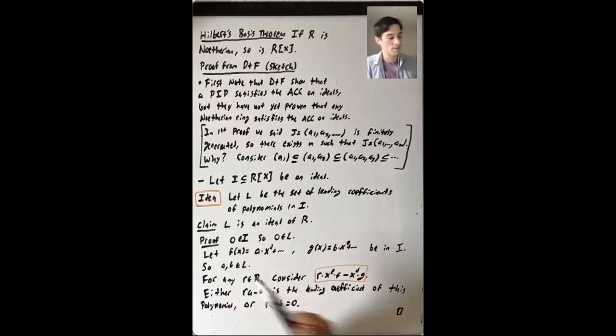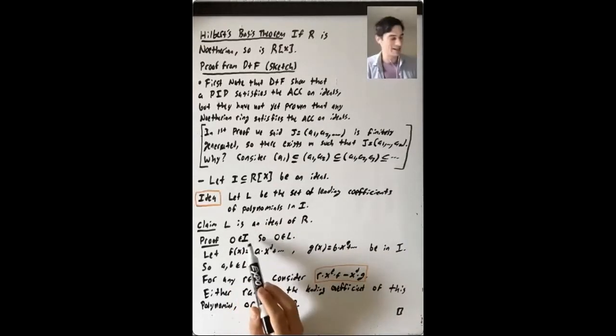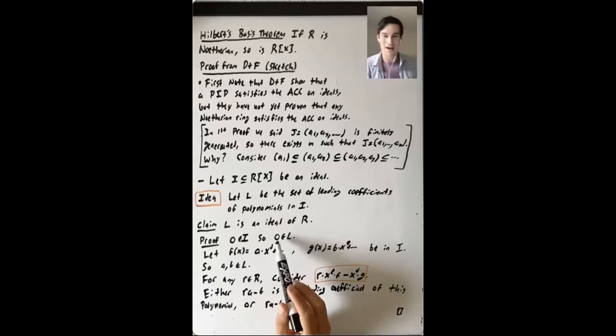Okay, so how does this go? Well, 0 is a polynomial in the ideal. So it's sort of a convention. The leading coefficient of the polynomial 0 is 0.